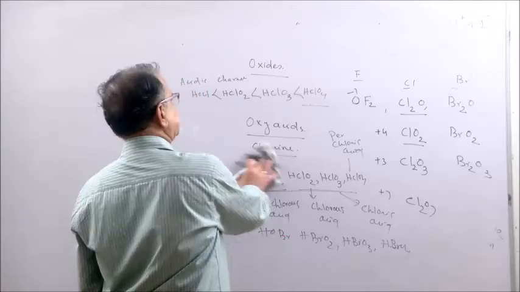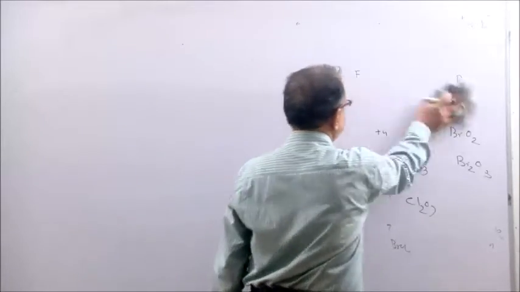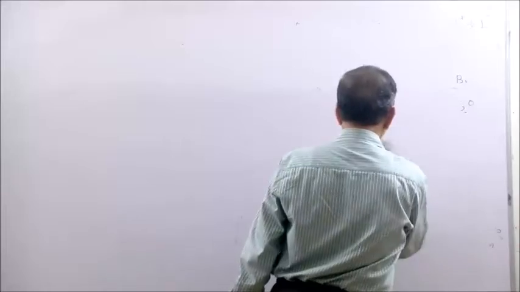These are the oxyacids. Then we come to the interhalogen compounds. Which is most important? Interhalogen compounds.